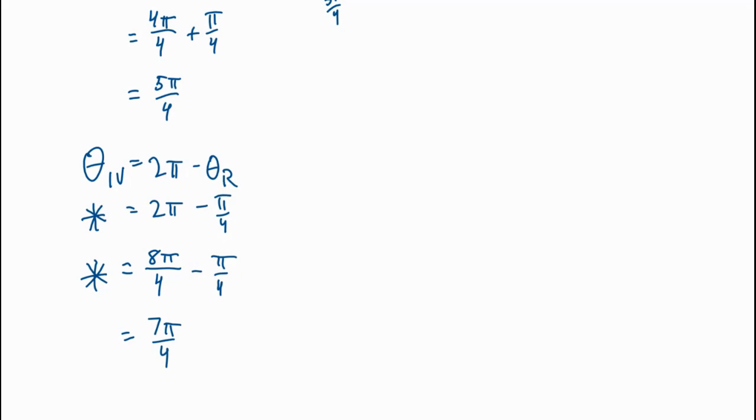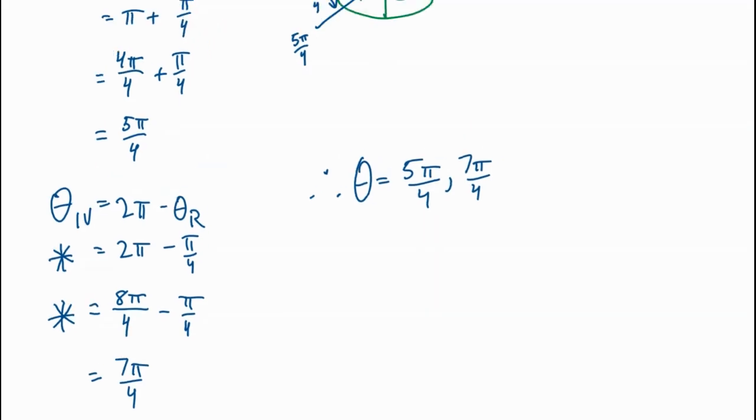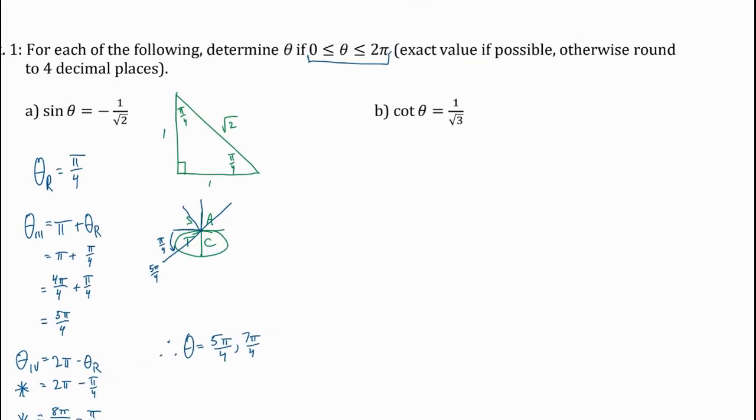Okay? So I'm just going to summarize. Therefore, theta is equal to 5 pi by 4 and 7 pi by 4. Okay, ready to do another one?